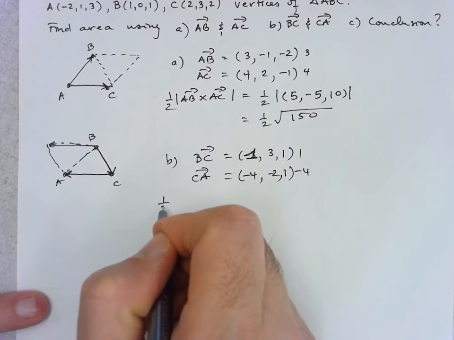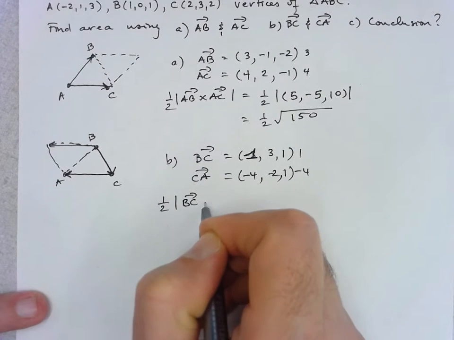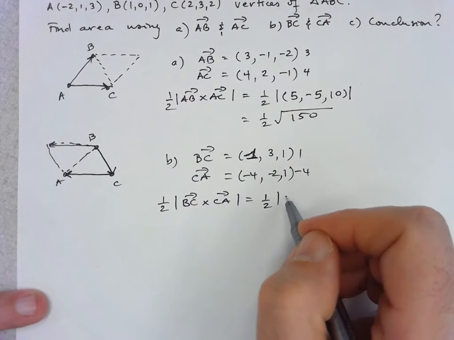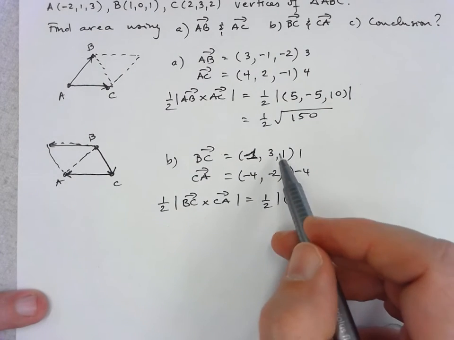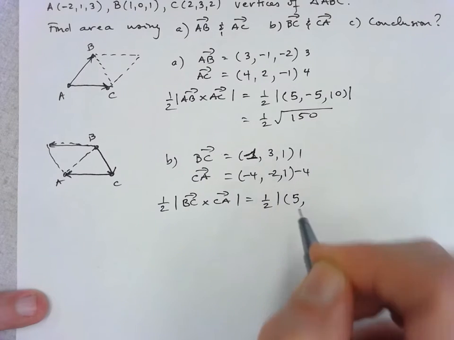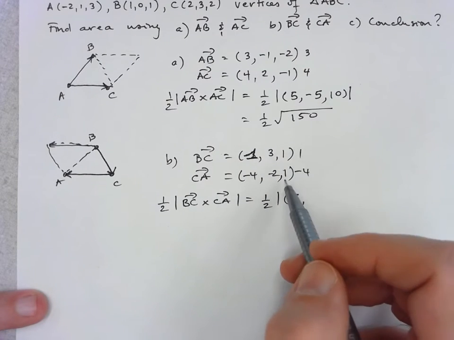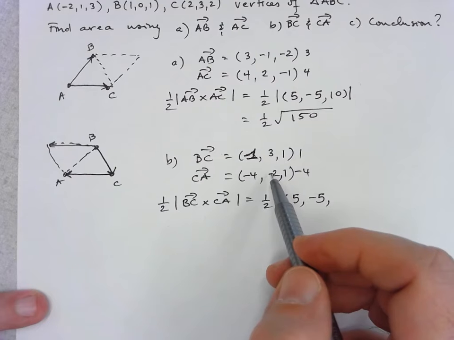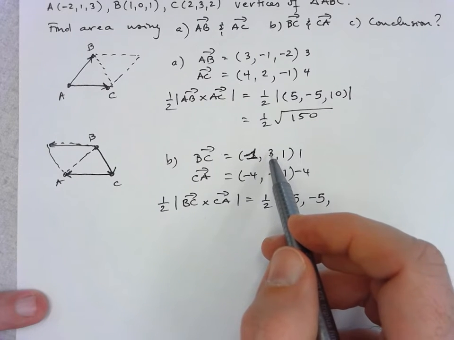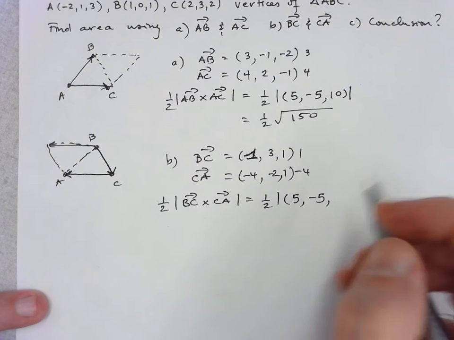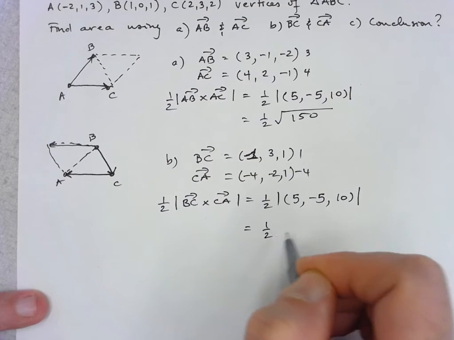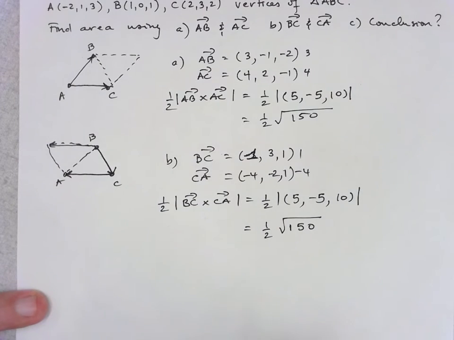So again, I want to calculate half the magnitude of BC cross CA. So that's 1/2 the magnitude of, so let's find the cross product. Here we got 3 minus negative 2, so 3 plus 2 is 5. Negative 4 minus 1 is negative 5. Well, this is looking pretty promising so far. And then here we've got negative 2 minus negative 12, so negative 2 plus 12 is going to be equal to 10. I don't really have to do much work here since I'm going to get the exact same magnitude of 150.